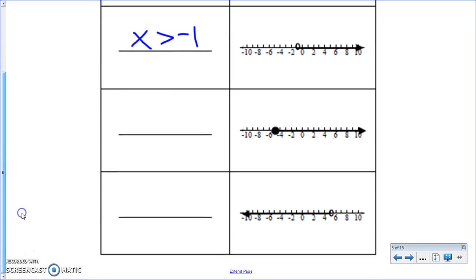For our third one here, we have a closed-in dot that is shaded in all the way, so we know it's going to be an equal to. And we know it's going to the right, so we know it's going to be greater than or equal to. So we have x is greater than or equal to, in this case, -5, because that's where the dot is.